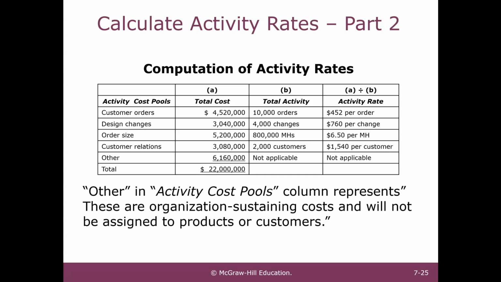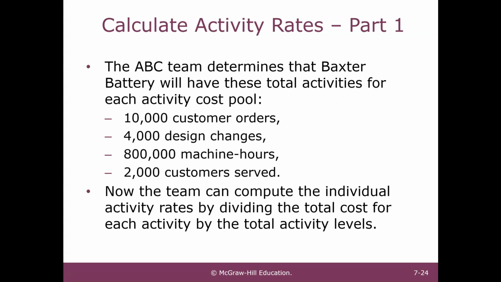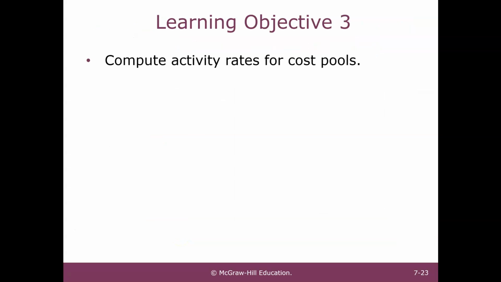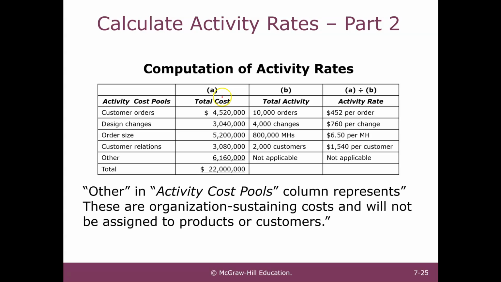The total that we had for customer orders when we allocated the costs was 4,520,000. I'll go back so you can see that. Right here, customer orders, 4,520,000. We're going to take that 4,520,000 and divide it by the 10,000 orders that they have. That calculates to $452 per order as the cost for customer orders.